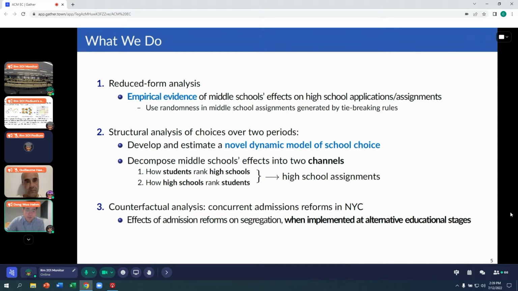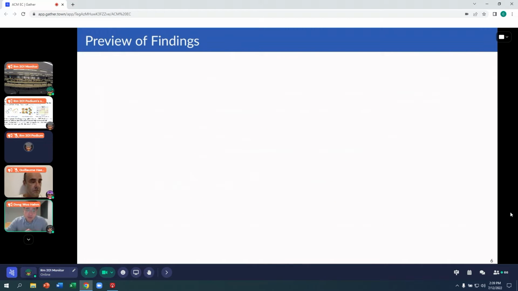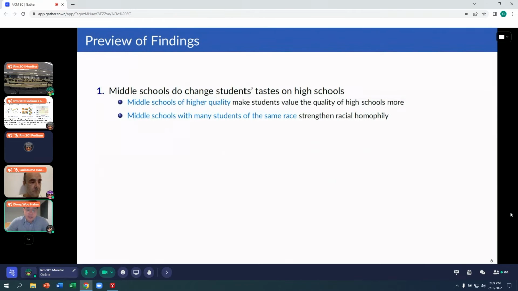And in the last part of the paper, we perform a counterfactual analysis studying concurrent admissions reform in New York City. More specifically, we study the effects of admissions reform on segregation when such reforms are implemented at different timings. And now let me give you a preview of the findings.